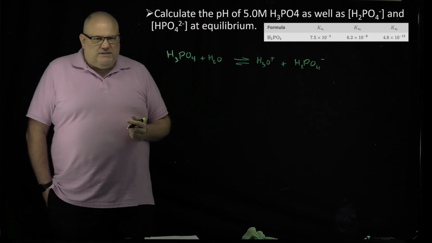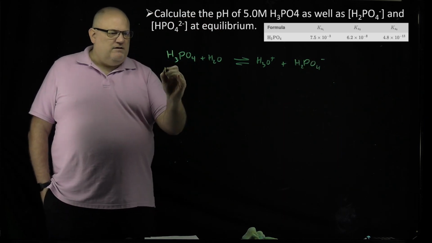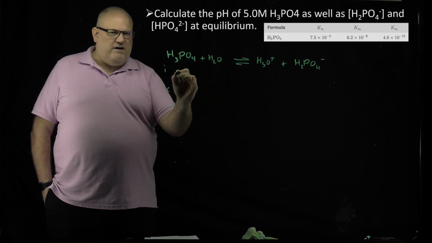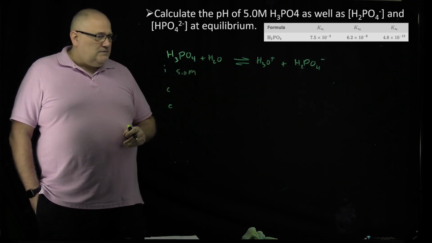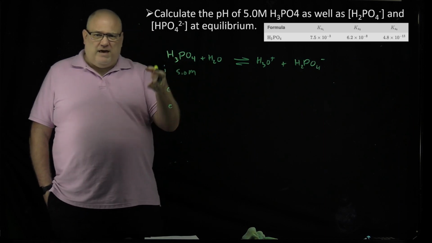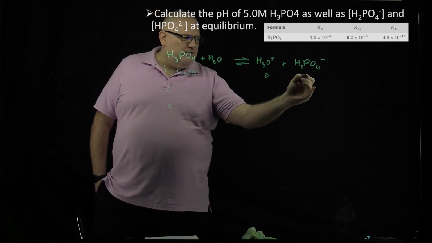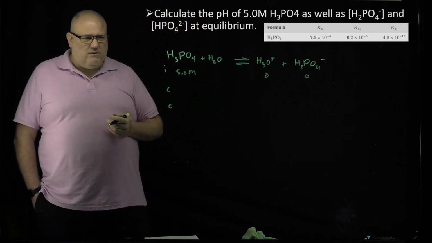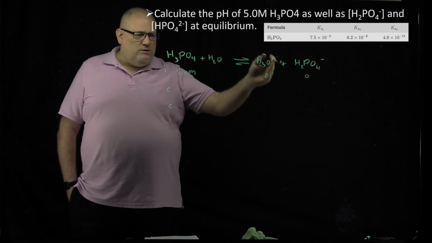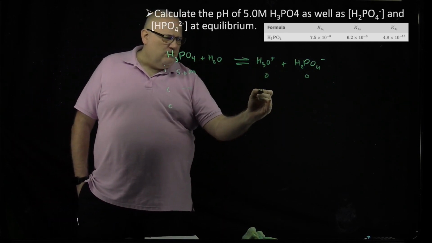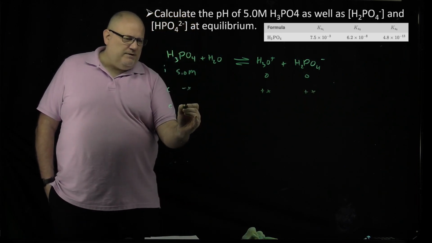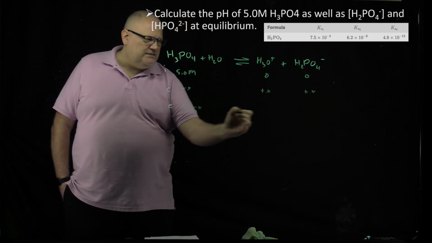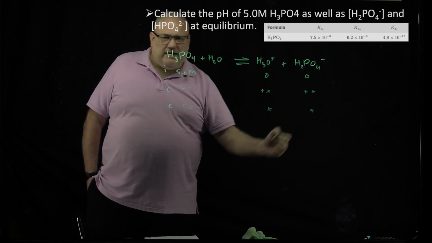Now, they've given us in this problem the initial amount of, we're going to do our little ICE table here, of 5.0 molar of this. Since we're just starting with this and we're throwing that into water, we're going to have none of this and none of this to start with. Again, this is a 1-to-1-to-1 ratio, so we're going to lose x here, gain x here, and gain x here, and then at equilibrium, we're going to have 5.0 minus x, x, and x.